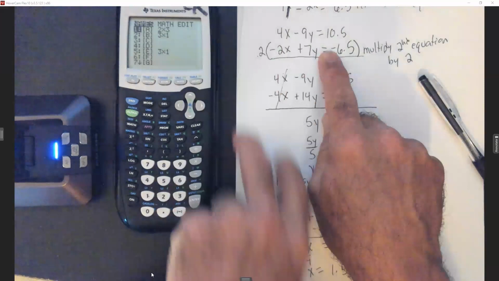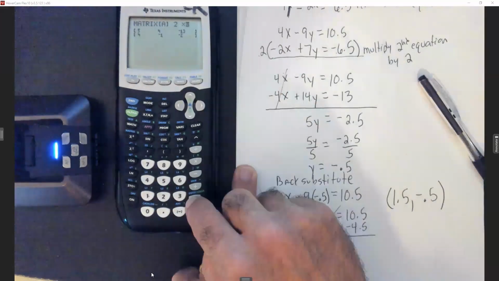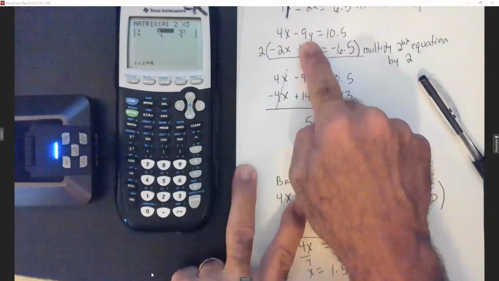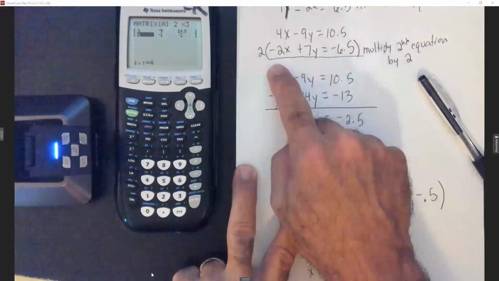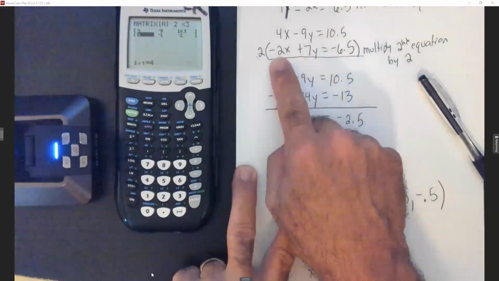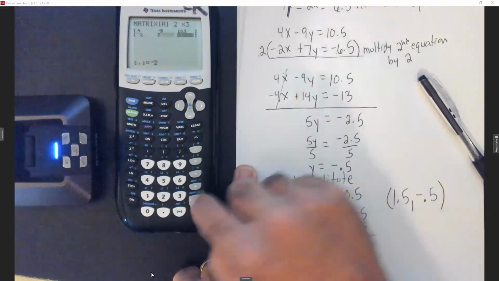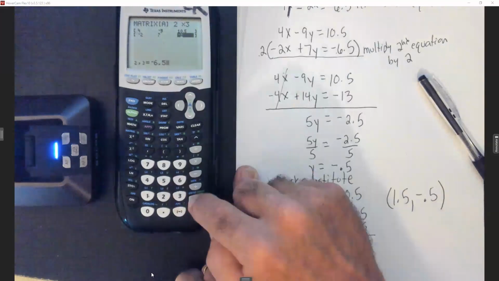So I'm going to go to Edit, Enter. It's a 2 by 3. So I had a 4, negative 9, 10.5. Then I had a negative 2, 7, negative 6.5. So remember, I entered all those, and then I quit the screen.